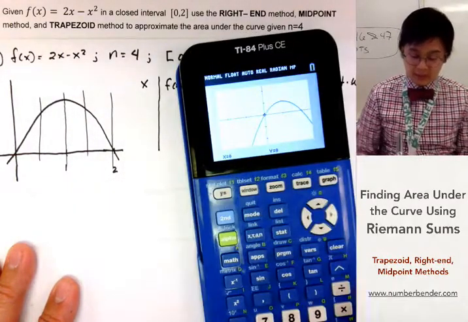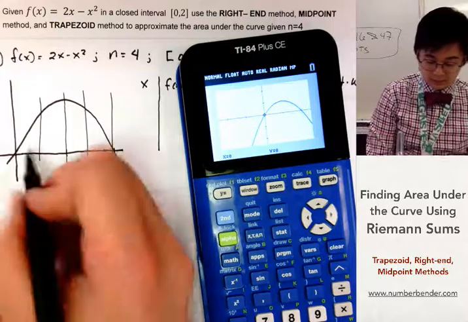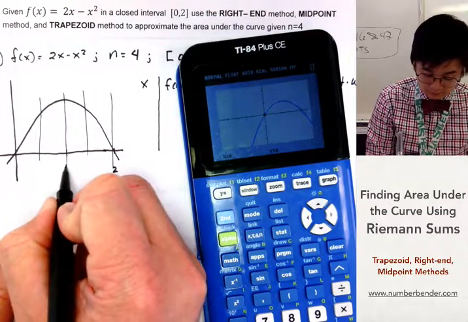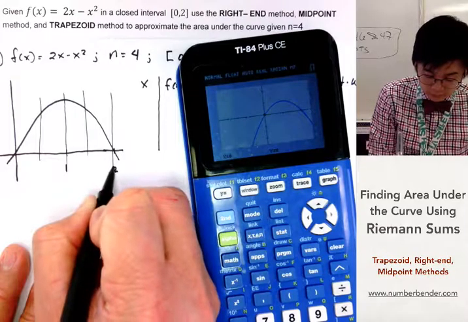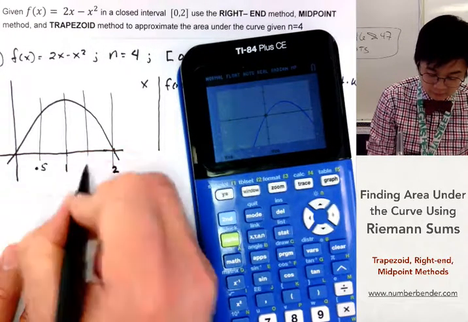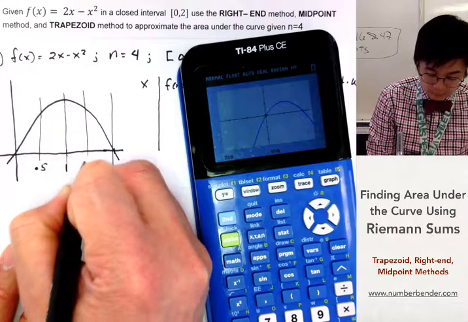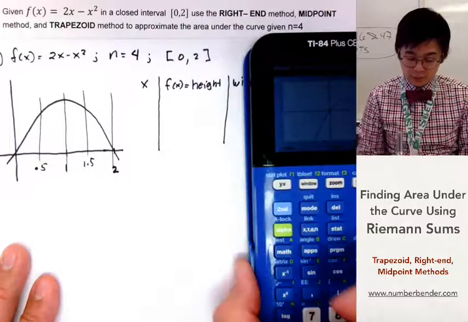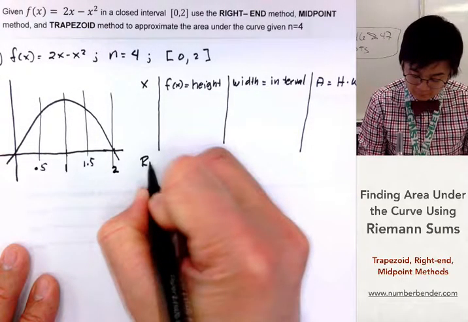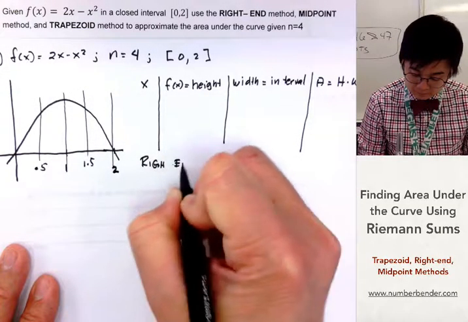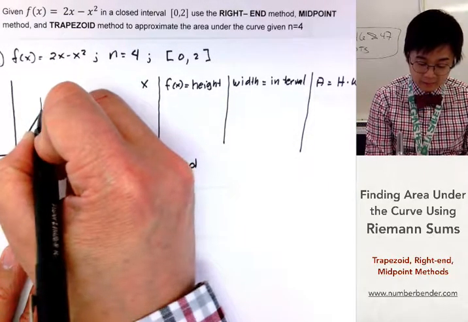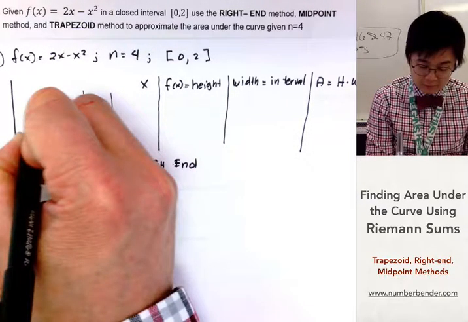So, una muna natin i-identify yung mga x's na gagamitin natin. So, gagamitin natin, alam natin from 0 to 1 and 1 to 2, ito yung ating dalawang rectangles. Hatiin pa natin siya. So, meron tayong 0.5 at saka 1.5. So, since right-hand method yung gagamitin natin, ito yung right nung rectangle going to the left.